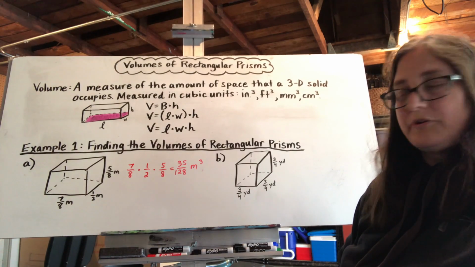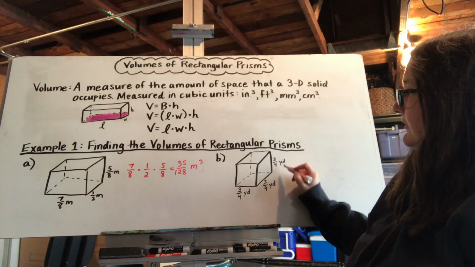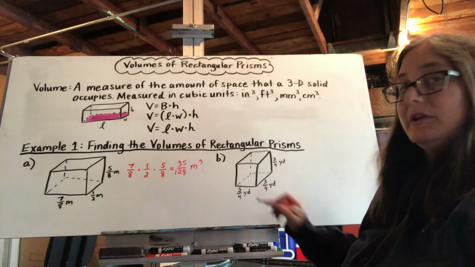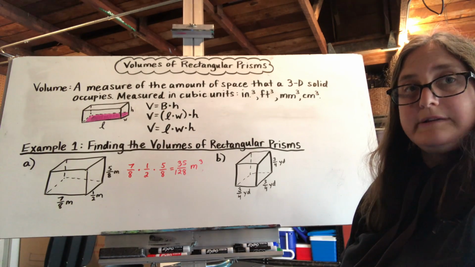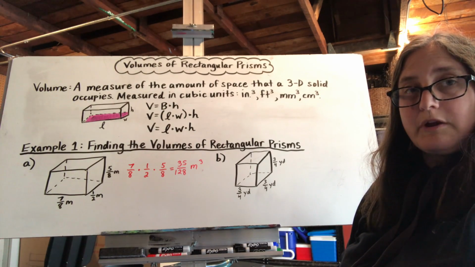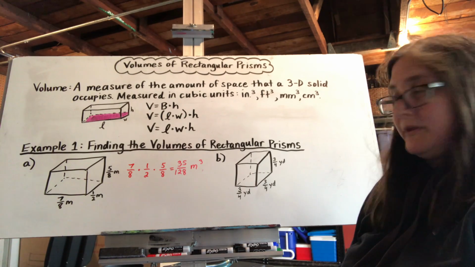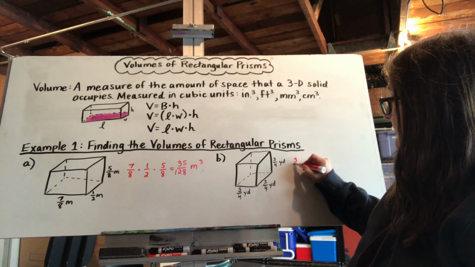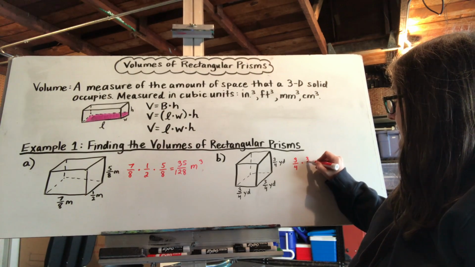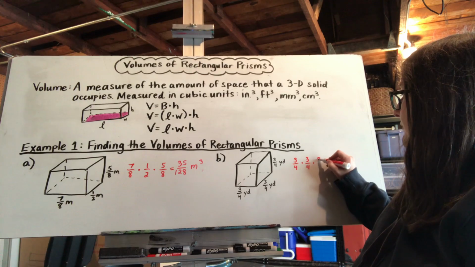Let's take a look at another example. So here we have a cube. I know that because I see that the length, the width, and the height are all identical, which means these are square faces, and any solid with 6 square faces is a cube. So the length is 3/4, the width is 3/4, and the height is 3/4.